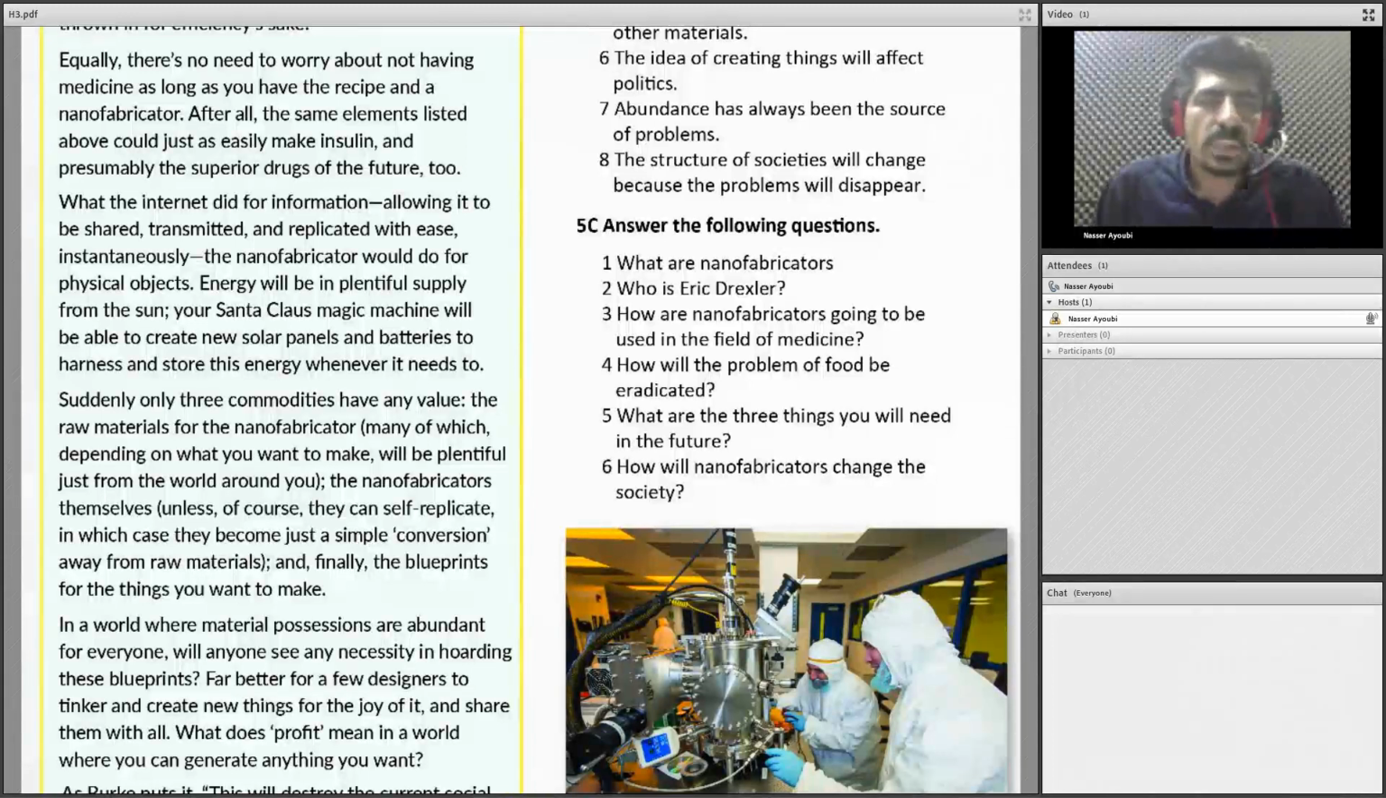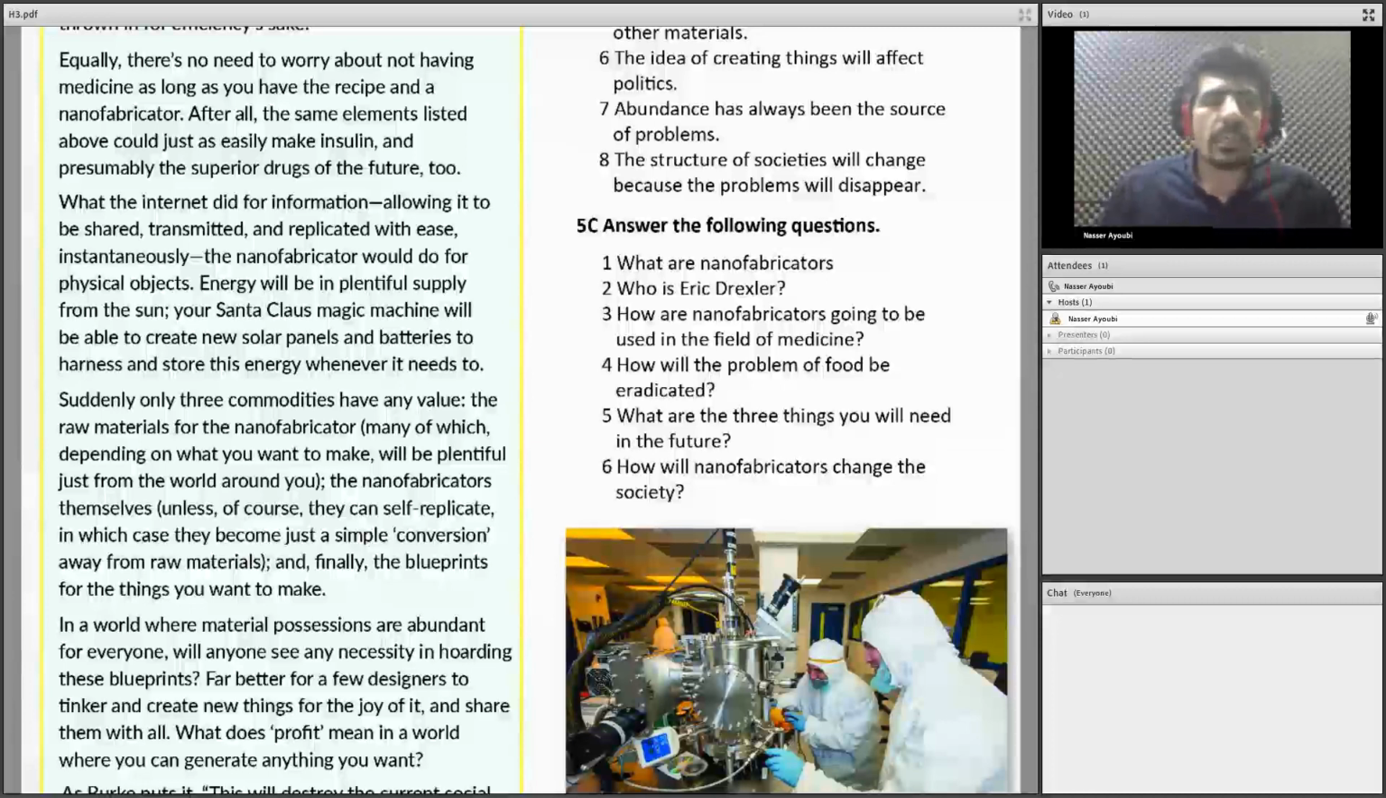Equally, there is no need to worry about not having medicine as long as you have the recipe and a nanofabricator. After all, the same elements listed above could just as easily make insulin, and presumably the superior drugs of the future too. In the same way, there is no need to worry about the lack of medicine.